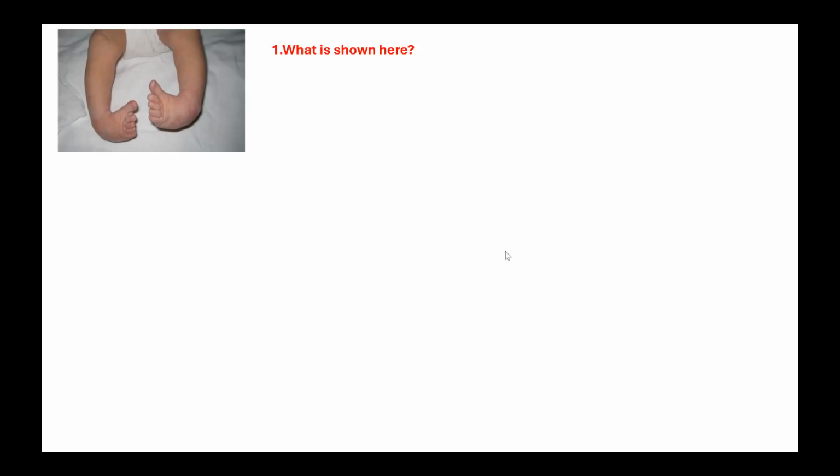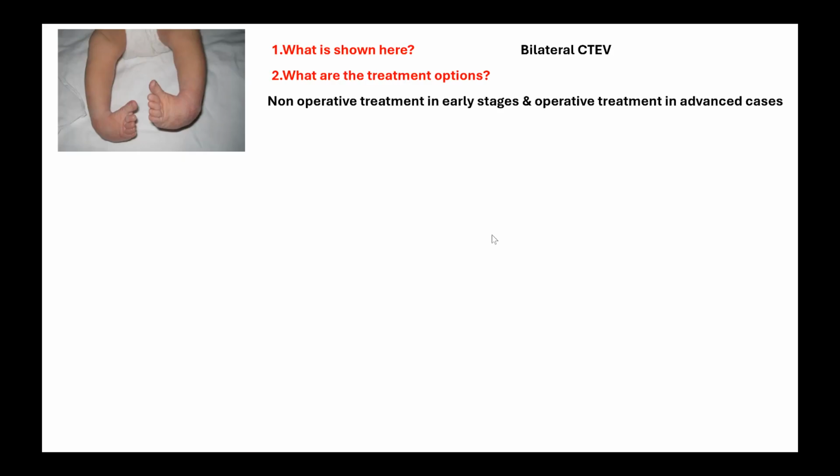Now coming to the next case, what is shown here? Congenital talipes equinovarus. What are the treatment options? The conservative method with Ponseti casting in the earlier stage. Very good. Later stages, a tendo-Achilles lengthening or soft tissue release. Very good. So non-operative and operative treatment.